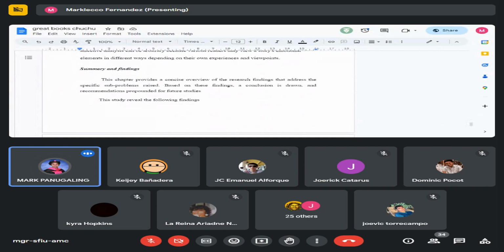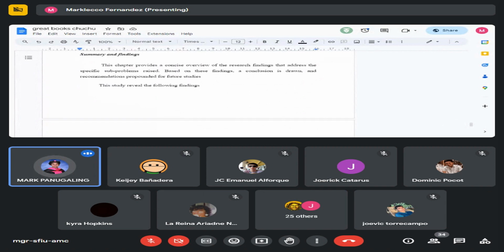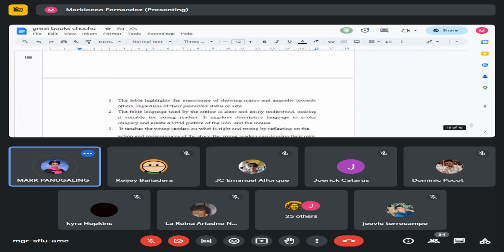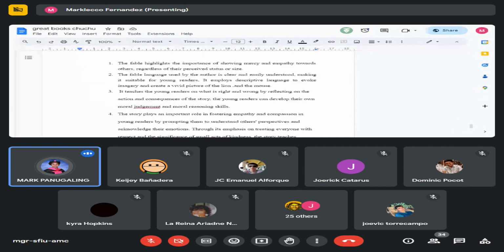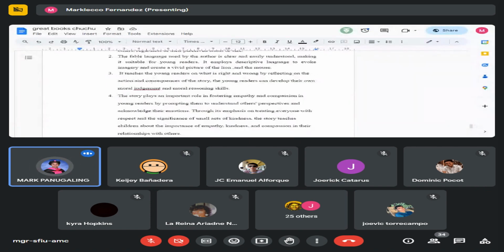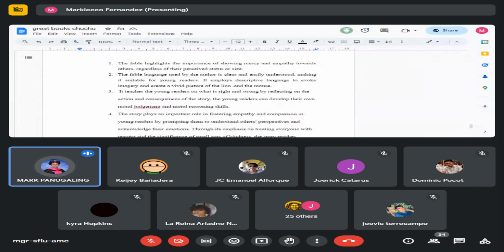Summary of findings. This chapter provides a concise overview. How do you summarize? The study revealed the following findings, colon. Number one. This number one here must be the summary of the findings that you discuss in your tables or in your paragraph inset. So, the fable highlights the importance of showing mercy and empathy towards others. Because mercy and empathy are only two, there must be three subcategories. So that's what you will talk about here in number one.